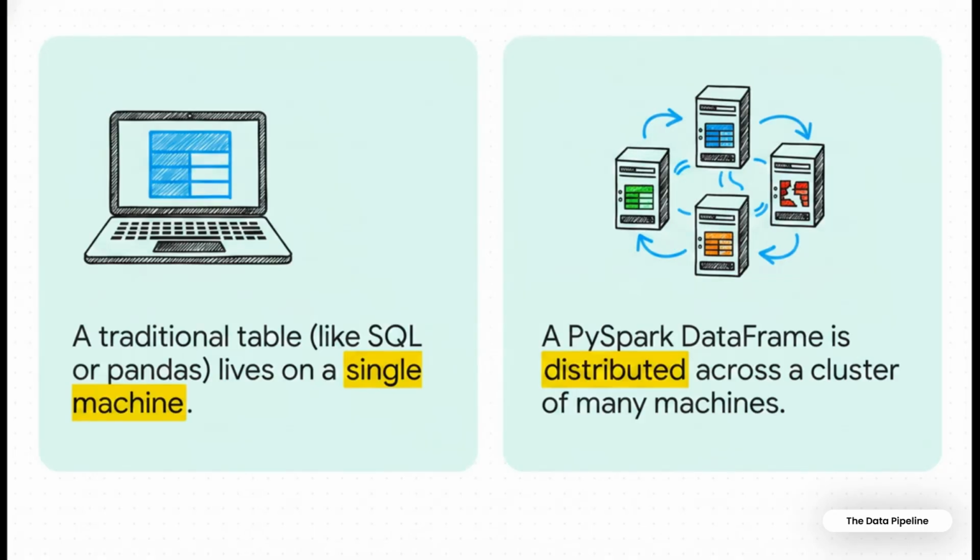And this right here, this is the absolute key difference. On the left, you've got your normal table, like you'd see in SQL or if you're using pandas. All that data is stuck on one machine. But a PySpark data frame on the right is a totally different beast. To you, it looks and feels like a regular table, but behind the scenes, its rows are spread out across a whole bunch of computers. That's its superpower. That's what lets it process enormous amounts of data in parallel.